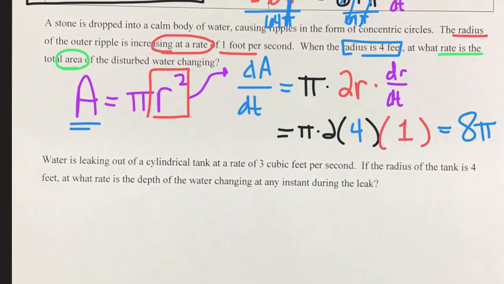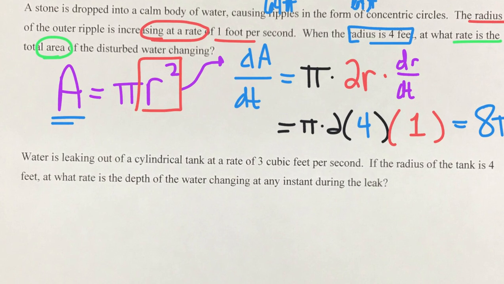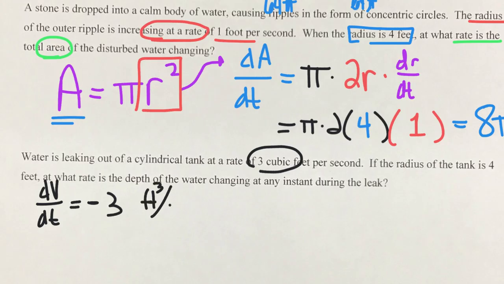Water is leaking out of a cylindrical tank at a rate of 3 cubic feet per second. So what is changing about the water? Right, so this is the volume. 3 cubic feet per second, so this is your dV dt. We know the volume is changing. It's leaking out. So once again, it's negative 3 cubic feet per second. If the radius of our tank is 4 feet, at what rate is the depth of the water changing?